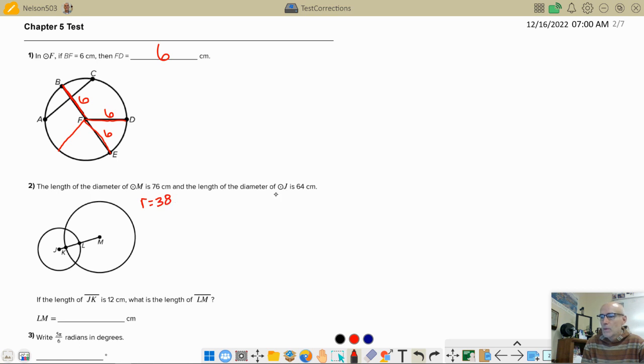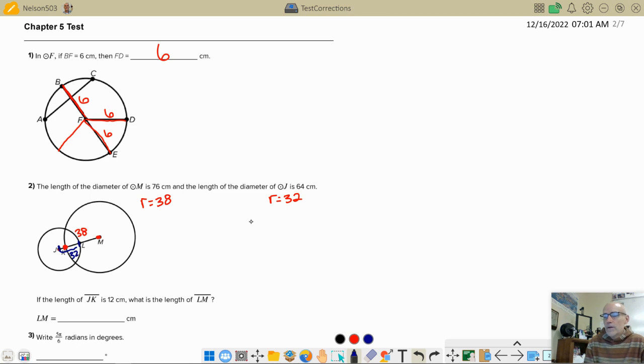Boy, I hope I don't make any arithmetic mistakes this morning. Yeah, 38 times 2 is 76, right? And then the diameter of J is 32. Okay. So, if I drew the radius from here to here, right, that length is 38. And then if I drew from here, let's change colors. If I drew from here to here, that length right there is 32.